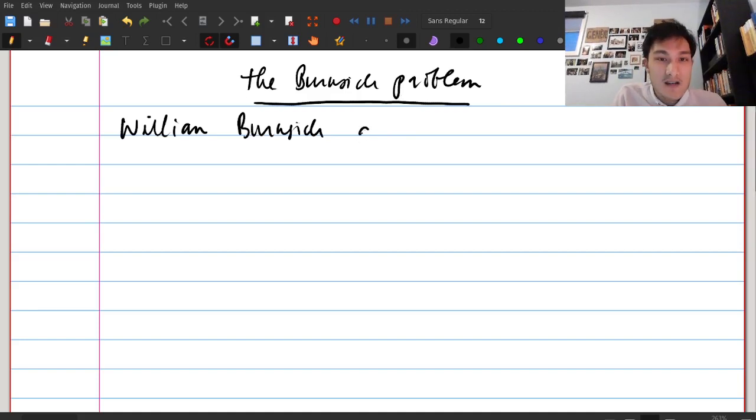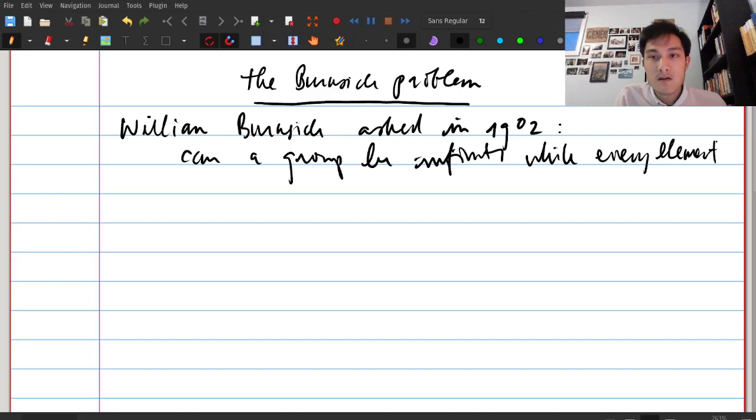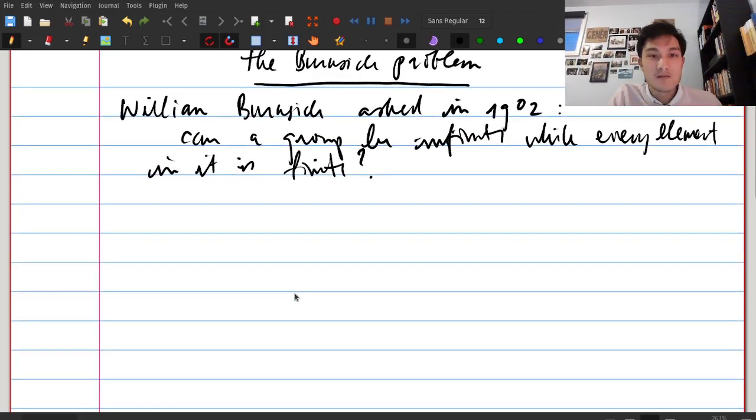Okay, so William Burnside asked in 1902, can a group be infinite while every element in it is finite? In fact, he said it in some more old-timey speak. But anyway, he asked, can a group be infinite while every element in it is finite? And this is called the general Burnside problem.